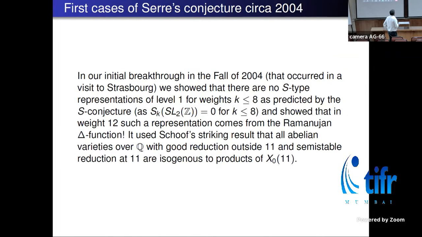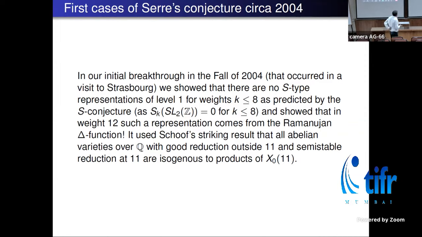When we first proved Serre's conjecture, we showed some initial cases. For primes equal to 2, 3, 5, 7 in level 1, which is to say representations unramified outside these primes, the representation is not supposed to exist. But the first time such a representation exists, conjecturally, was for the prime L equal to 11, because the delta function gives rise to a mod 11 representation which is irreducible and satisfies all these properties.